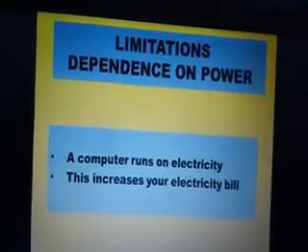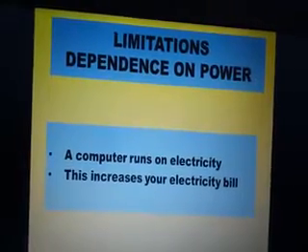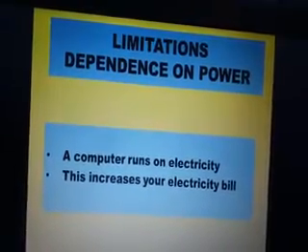And the last limitation, dependence on power. A computer runs on electricity, as you know, and well, this may increase your electricity bill.